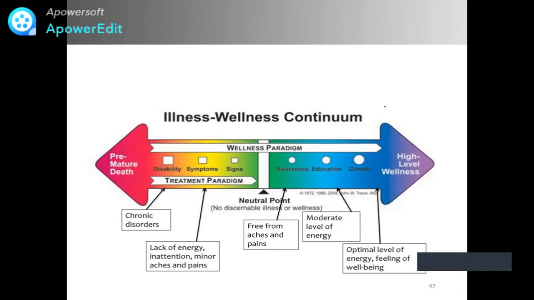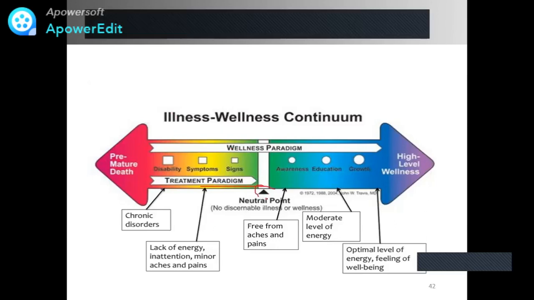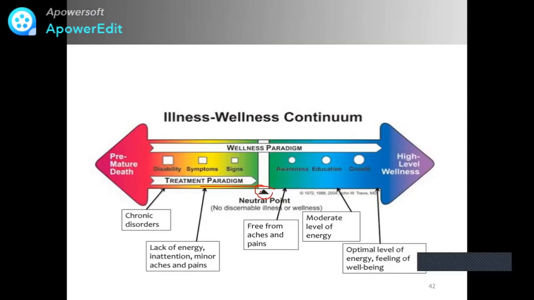When we look at this picture, this is the illness-wellness continuum. According to this picture, the midpoint indicates the neutral point where there is no illness or wellness. It is a neutral point, like in two-factor theory. No good, no bad. The top of the high level will be wellness.